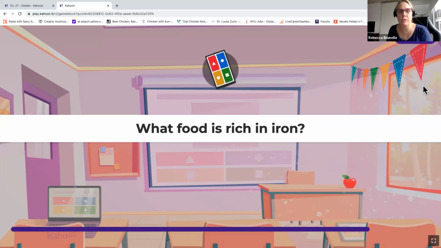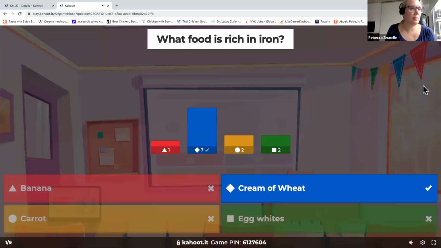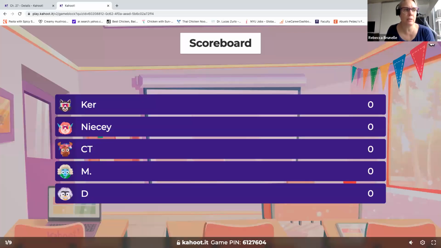All right, which food is rich in iron? Bananas, carrots, cream of wheat, or egg whites? All right, so good job. Sometimes people are kind of drawn to the carrot, and egg white's not. The egg yolk has iron, but not the egg white. Cream of wheat is the best answer.